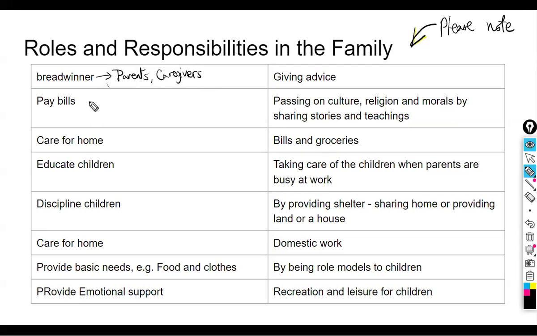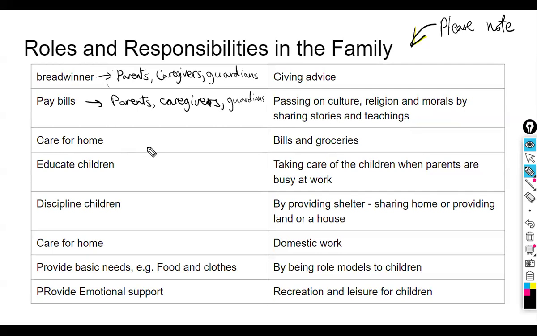Pay bills, also parents and caregivers, right? Oh, yeah, guardian might be a better word to use. That's a word we're more familiar with.